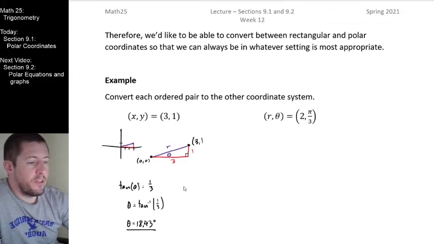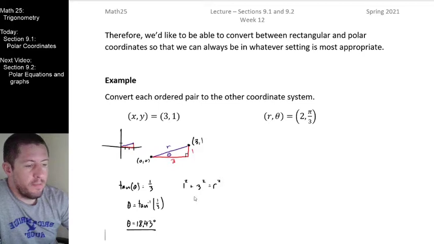For this, I know I can use a little Pythagorean theorem. 1 squared plus 3 squared equals r squared. That's going to give me 1 plus 9 equals r squared. So it seems like r is going to be the square root of 10, right? 1 plus 9 is 10, and I'm going to take the square root on both sides.